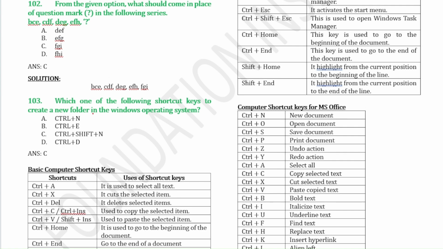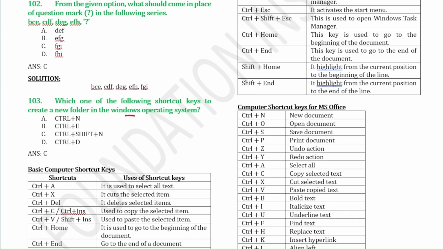Next question, which one of the following shortcut keys is used to create a new folder in the Windows operating system? Okay, so it will be Control Shift plus N. Okay, so you have to be careful because there are different shortcut keys for MS Office, also MS PowerPoint, and then MS Word, and also you have to be mindful of all the shortcut keys. And then the question is based on which shortcut keys you have to see. So in this question, they have asked for Windows operating system. So the correct answer will be option number C, that is Control plus Shift plus N.